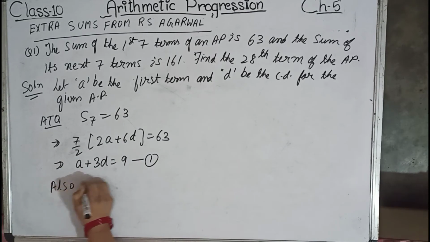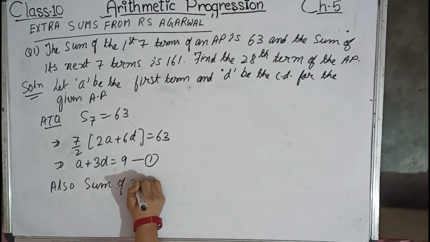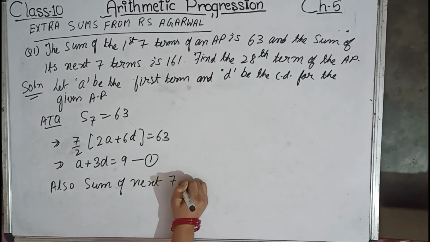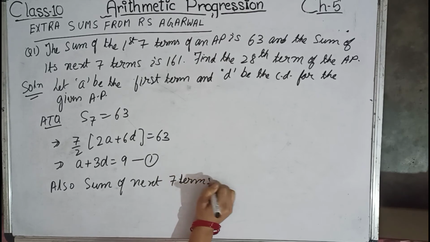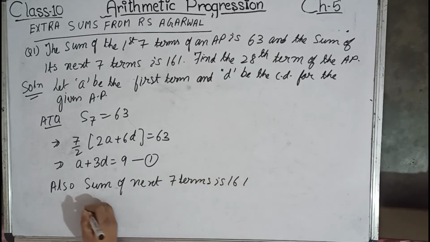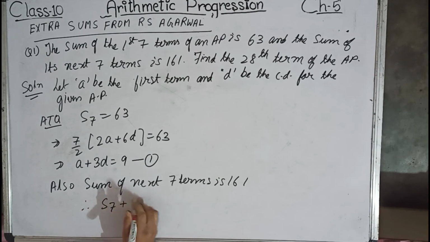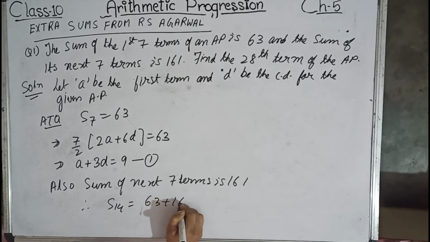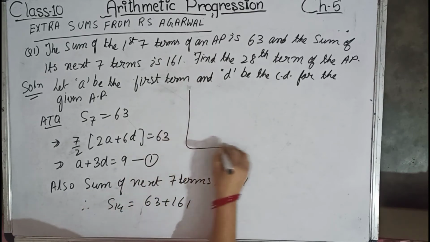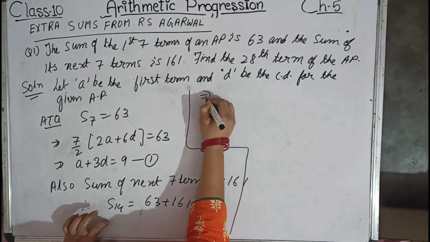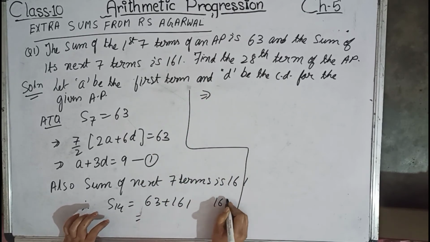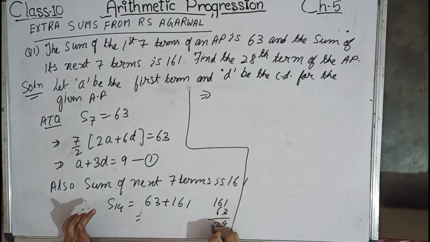Also, the sum of the next 7 terms is 161. Therefore, S7 plus the next 7, so we can write S14 equals 63 plus 161. I think now you understand. Now this equals how much? 161 plus 63 is 224.